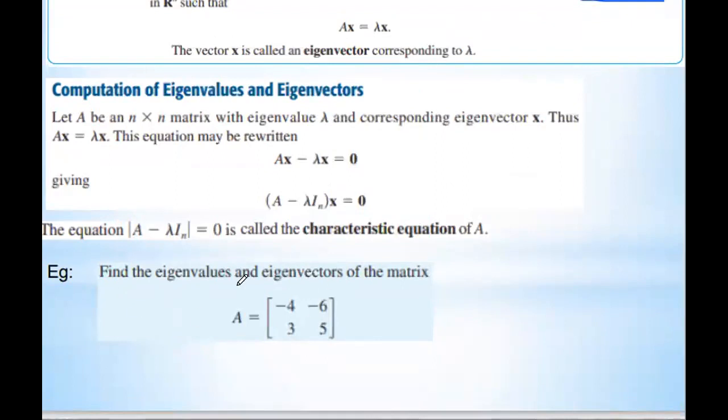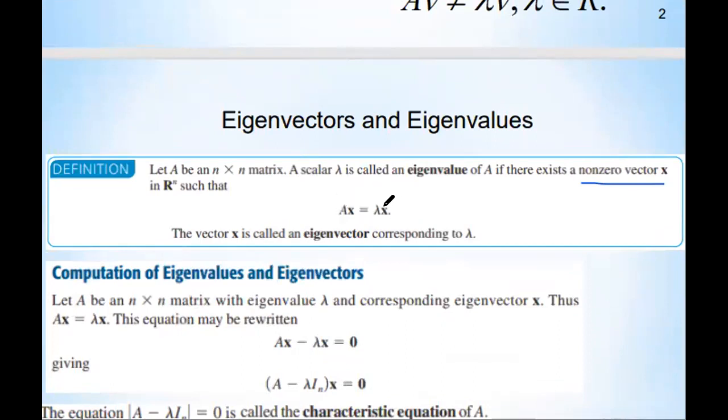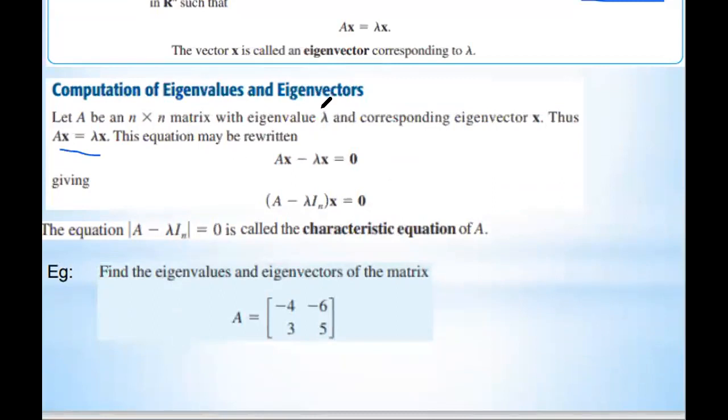If you are given a square matrix, let's try to understand how to find eigenvalues and eigenvectors. Look at this: A is an n-by-n square matrix. If lambda is an eigenvalue with corresponding eigenvector x, then we know that Ax is equal to lambda x, right? This is true, because lambda is an eigenvalue of this matrix and the corresponding eigenvector is x. So this equation is true.